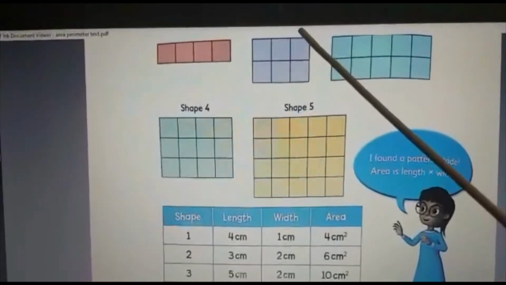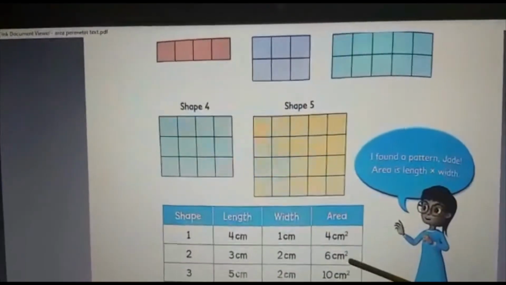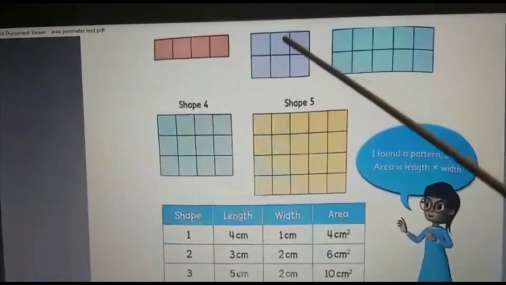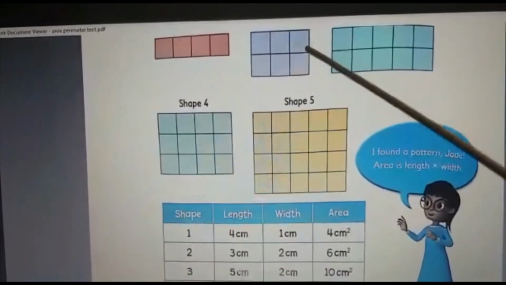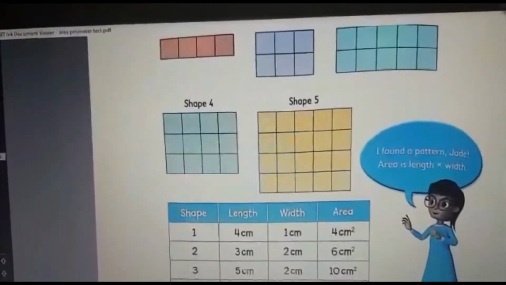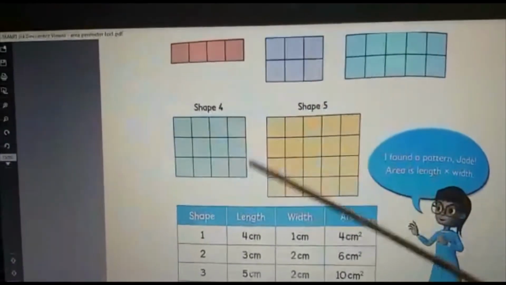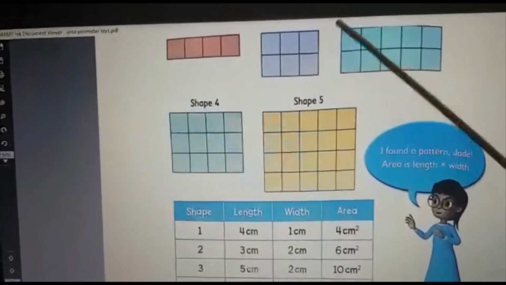So what is 3 multiply 2? It is 6 centimeter square. Why? Because 3 centimeter multiplies 2 centimeter. Or else you can count 1, 2, 3, 4, 5, 6. Anything you can do. If you have grids, you can count it. If length and width are given, you go for the equation. So it's up to you.